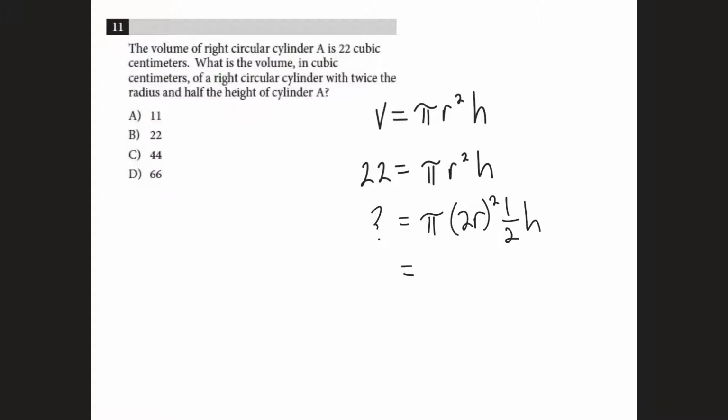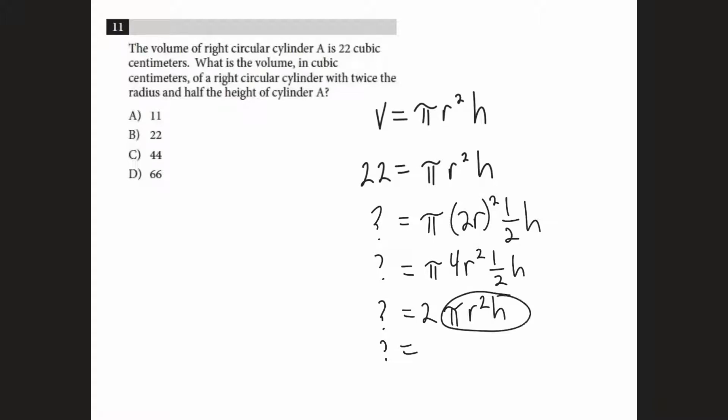Okay, so I'm going to expand that out. I'm going to get pi, it's going to be 4r squared, and then 1/2 the height. So then ultimately what happens is I have the 4 and the half, that's going to be 2 pi r squared times the height. So I'm actually going to be doubling, right? So we know that this pi r squared times height was 22, so it's going to be 2 times 22, and that's going to be 44.